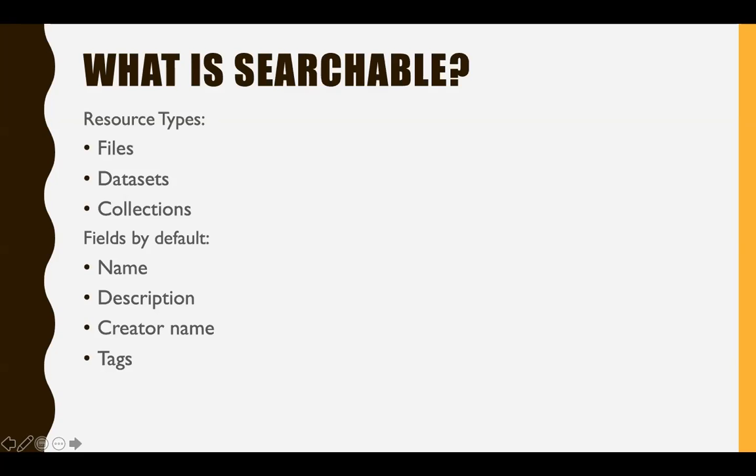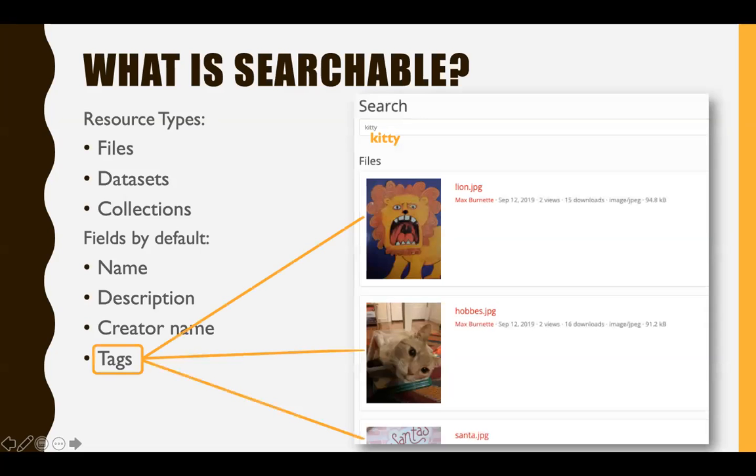We search a few different fields by default. This is going to include the name of these resources, any description that they've been provided. You can search for the creator who generated the resource, and anything that they're tagged with. There are other fields that you can search through, but you have to use a specific syntax to search those things. If you just type a term in the box, you search across these fields.